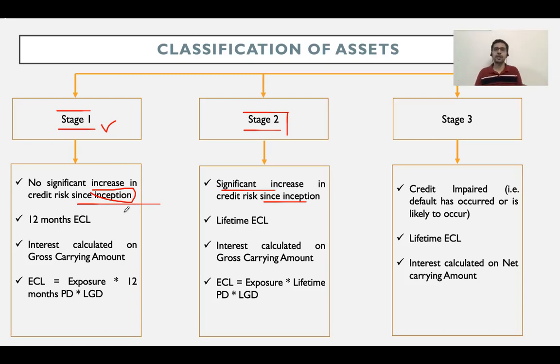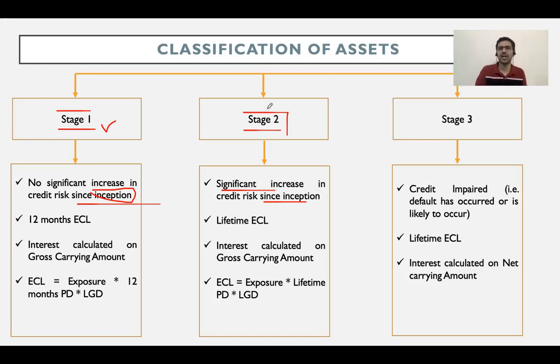Similarly, 30th of September, again, I will evaluate from 13th of January to 30th of September. If there is no significant increase in credit risk since 13th of January, then it will fall under stage 1. If there is an increase in credit risk from 13th of Jan to 30th of September, I will classify it as stage 2. All right. So my comparison is always going to be from the date of inception until the reporting date, which in this case is 30th of September.